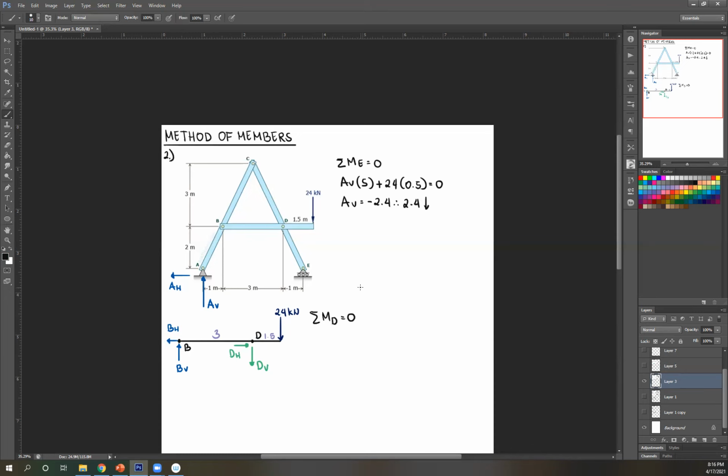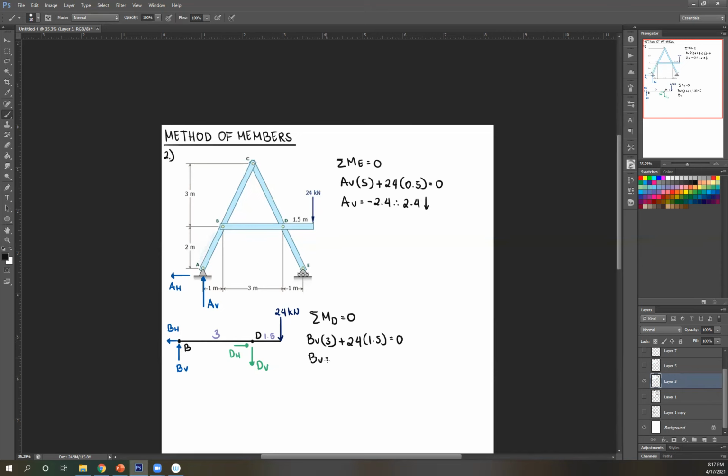You will remember whenever we have an unknown that you don't want to deal with, you're going to take moment at that point. All right. So take a look at BH. It passes through D, so ignoring that. Next, BV rotated about D. That's clockwise, therefore positive BV. Perpendicular distance of BV to D is 3. DH and DV pass through D, so ignoring that. And then now you have your 24 kilonewton rotated about D. That's also clockwise, therefore positive 24. Perpendicular distance 1.5.